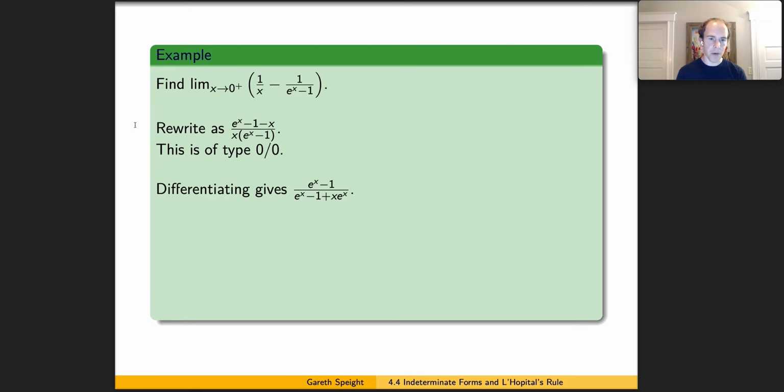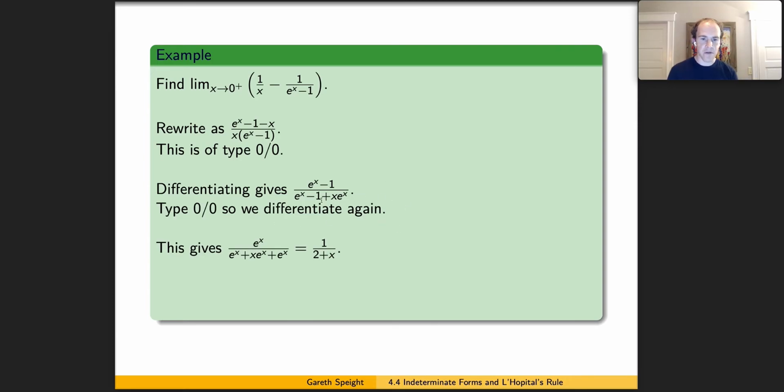So we differentiate top and bottom, and if you use the product rule, you'll get this. And then we check again what happens. So as x goes to 0, the top is going to 0, and the bottom is going to, again, 0. So it's still of type 0 over 0. Let's differentiate again and see if we get anywhere better. Okay, if we differentiate again, for differentiating the top, we get e to the x, and if we differentiate the bottom, we get e to the x plus x times e to the x plus e to the x, where here the two terms come from differentiating x e to the x with the product rule.